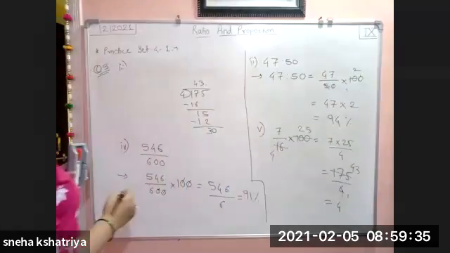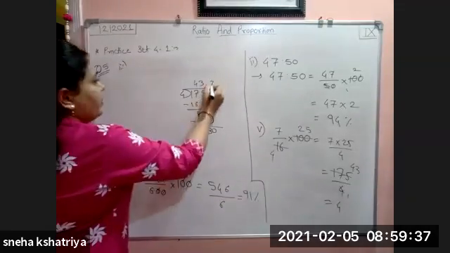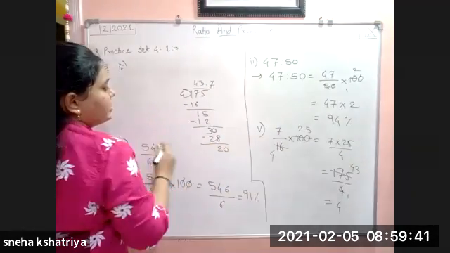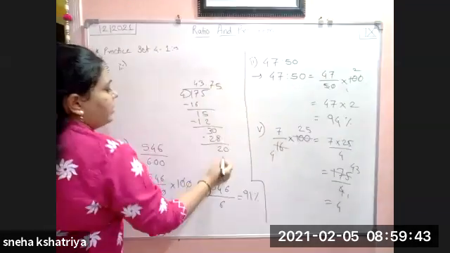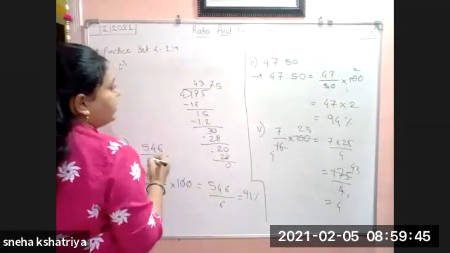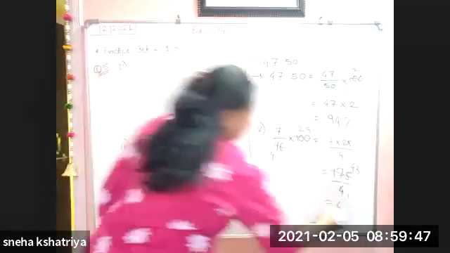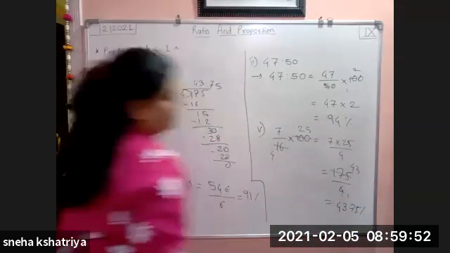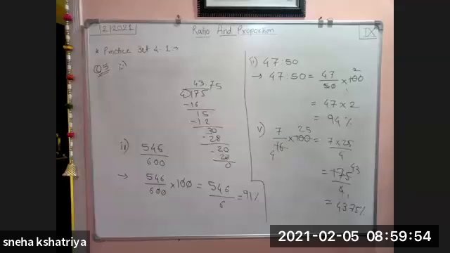4 sevens are 28, 2 0 is there, 4 fives are 20. Complete division 43.75. So your answer is 43.75%.